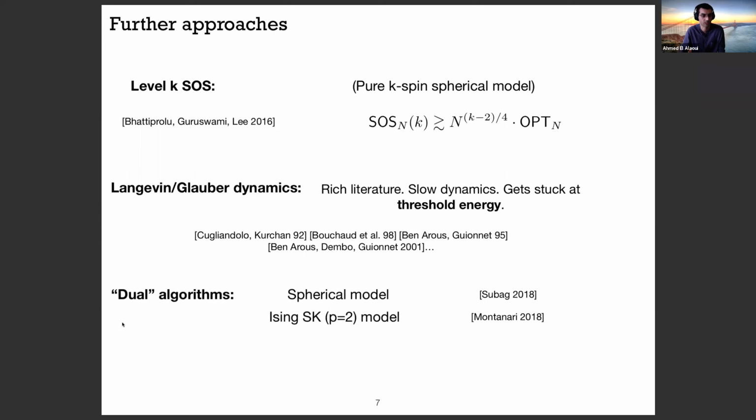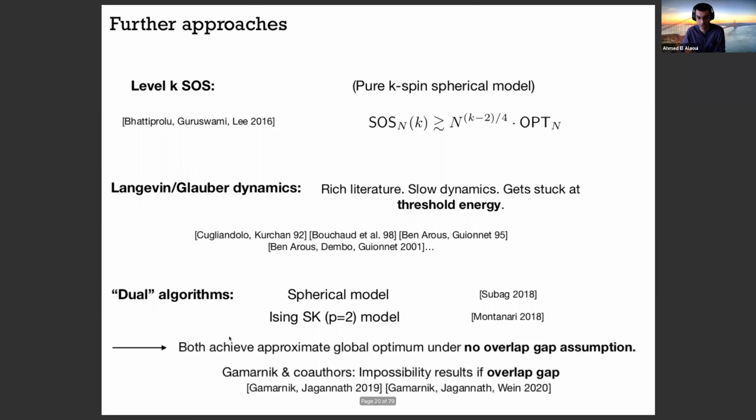There's another approach, which I call here dual algorithms for a reason that will become clear. For the spherical model, you just remove the constraints of the hypercube and you put the sphere of the same radius. There's an algorithm that was proposed by Eliran Subag that actually achieves the best, the ground state. The generalization of that algorithm was proposed by Andrea for the Ising SK model. And both of these algorithms will achieve an approximate global optimum under a certain condition that is called the no overlap gap assumption.